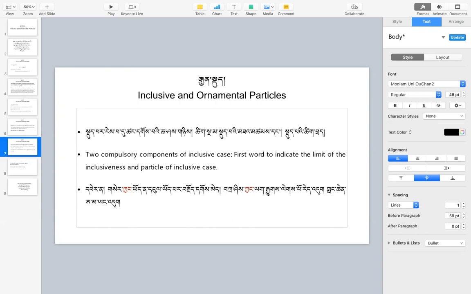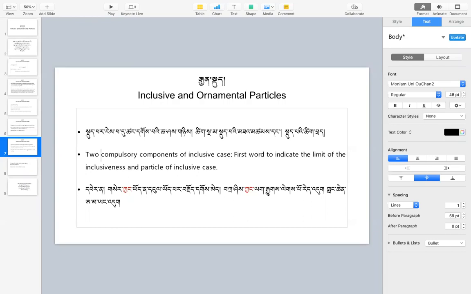So the two compulsory components of the inclusive case. The first one is the first word to indicate the limit of the inclusiveness. What it does is that it indicates what is included in this. The things that are also included in between are inferential. They are not stated there. Whenever we talk about direct and inferential, we have to talk about whether it is directly stated in the text or not. It doesn't have anything to do with direct and inferential other than that. It's direct or inferential on the basis of being stated there.